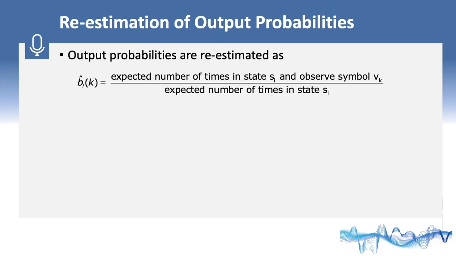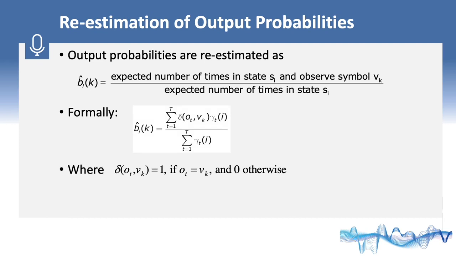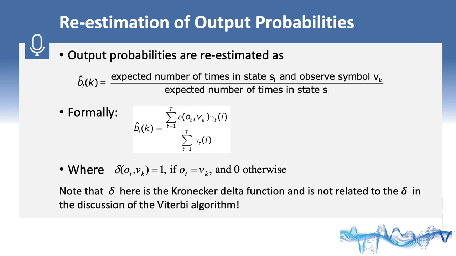Output probabilities b_ik are re-estimated as the expected number of times in state S_i and observing symbol v_k divided by the expected number of times in state S_i. Formally, b_ik can be computed based on gamma_t(i). Here, delta is the Kronecker delta function to indicate if the output is the observed symbol, which is not related to the delta in the discussion of the Viterbi algorithm.